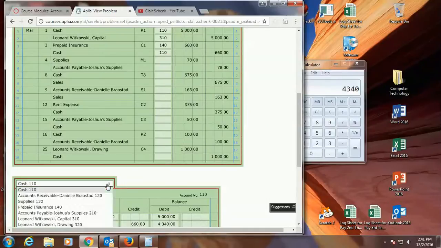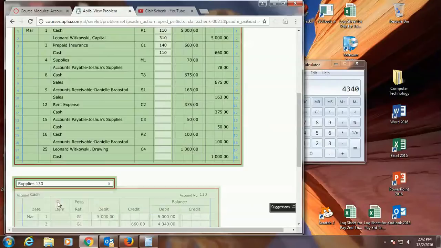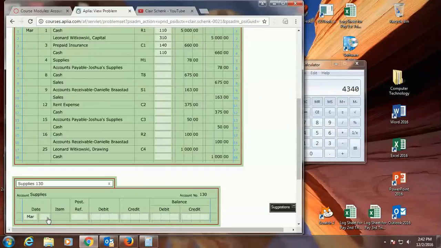So let me keep going. I can go a little bit faster now because you're kind of getting the hint of this. So this is March 4th. Post reference is G1 in the ledger. So I'm leaving enough information so if somebody needs to get back down, they could do that. Looks like it's a debit of $78, and I have a balance of $78, and 130 is my post reference in my general journal.